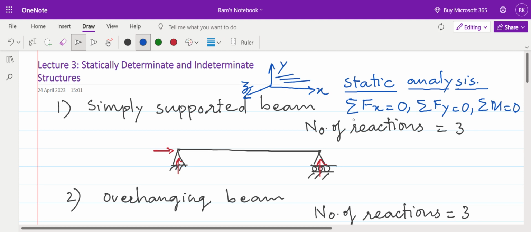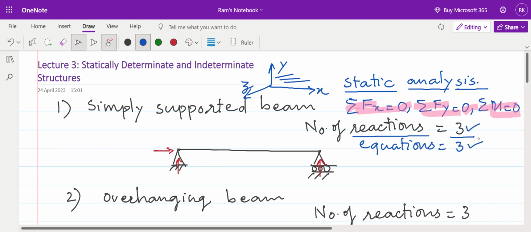Then in static analysis, the number of equilibrium equations is limited to only three: summation of forces in x direction equal to 0, summation of forces in y direction equal to 0, and summation of moments equal to 0. Now, these are the three known things, and the number of reactions are unknowns. If the number of reactions is 3 and the number of equations is 3, can we say we can find all the reactions using equations of equilibrium alone?